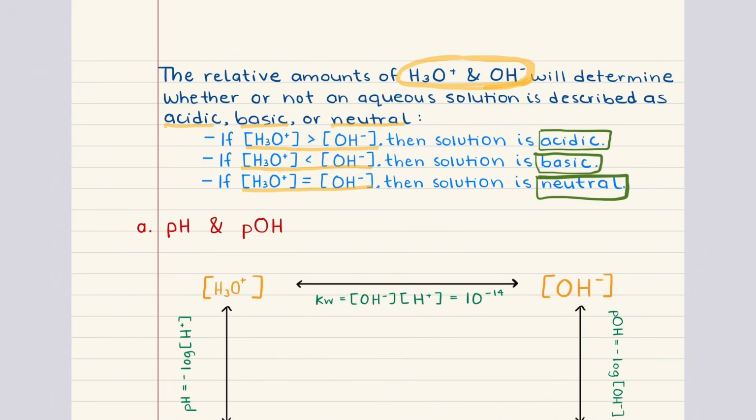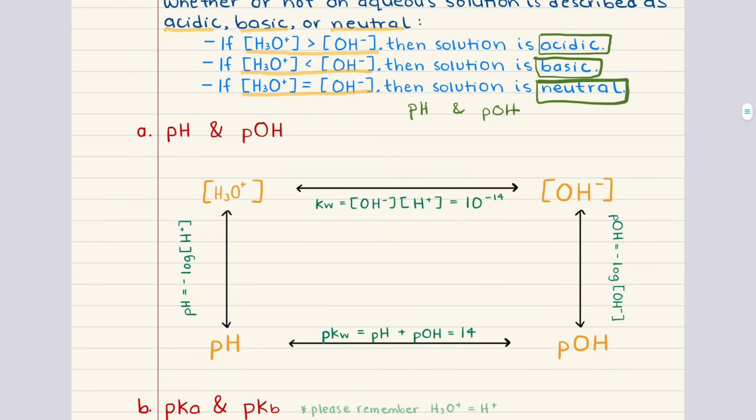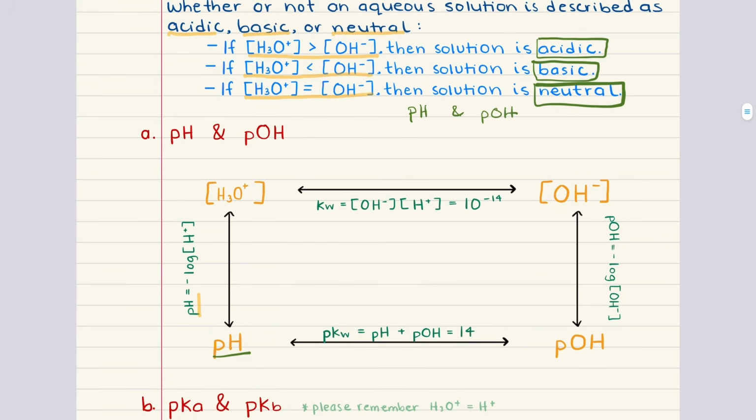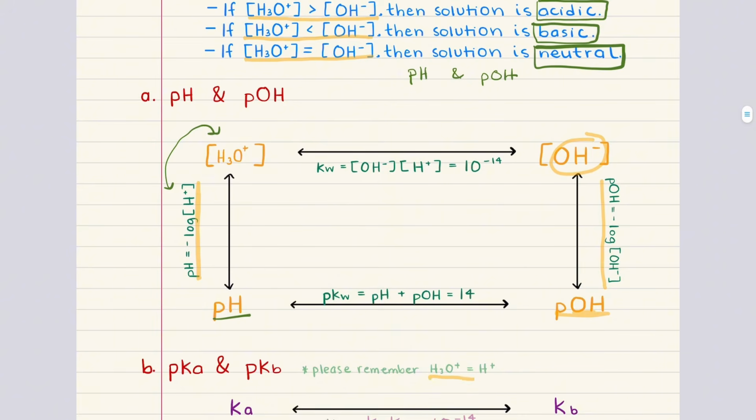Because these concentrations are often very small numbers, we use the log P scale to make it easier to work with. By definition, pH is the negative base 10 log of the hydronium or hydrogen concentration. Likewise, pOH is the negative log of the hydroxide concentration. So we can write pH equals negative log hydrogen ion concentration, and pOH equals negative log hydroxide ion concentration. These two scales are tied together by water's autoionization.